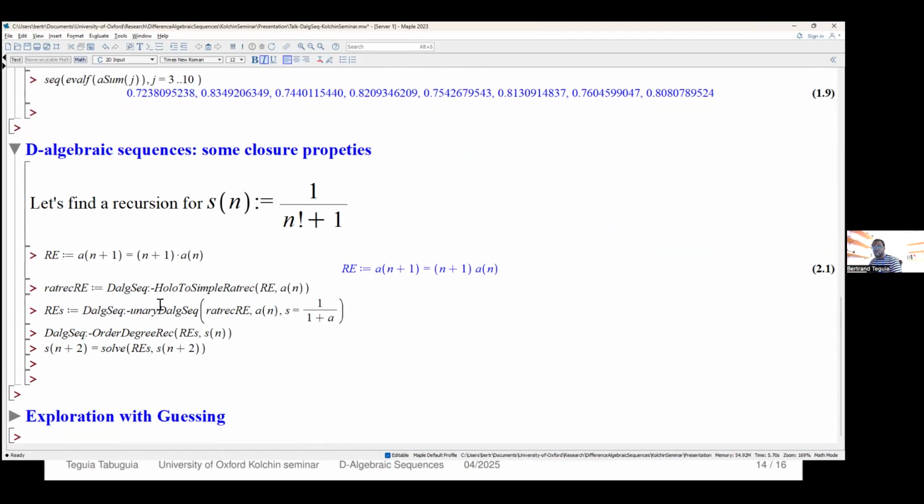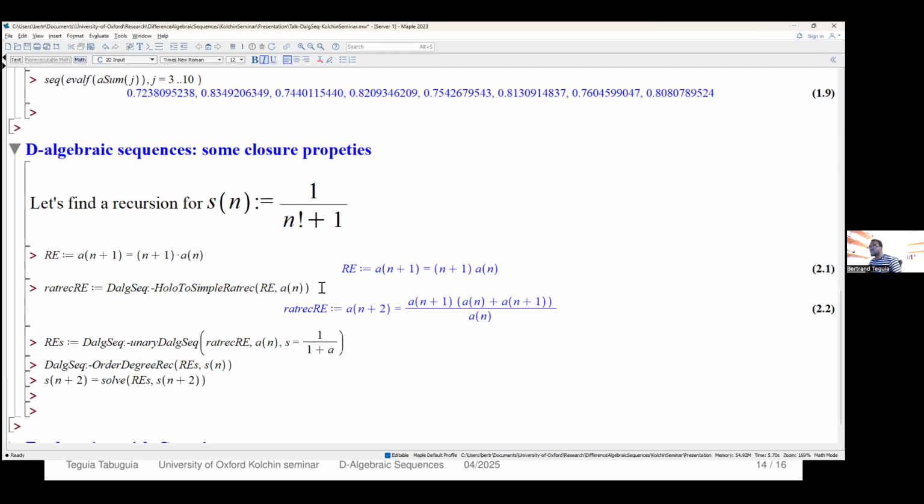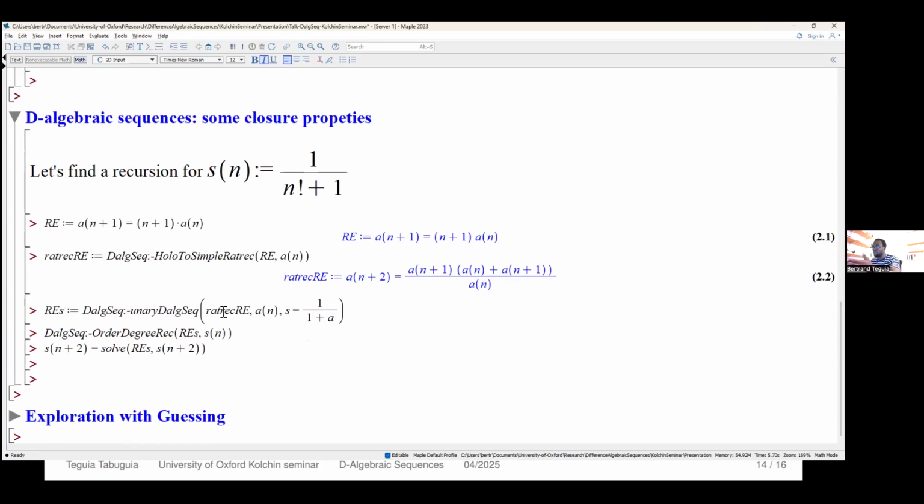So you can use holonomic to simple rhetoric. This is the conversion of a holonomic equation to a rational recursive sequence. So you can compute this equation here, and you know that this is also valid for factorial. But from there now you can find the equation for S by using the closure property of a rational function of a(n). So you have 1 over 1 plus a.